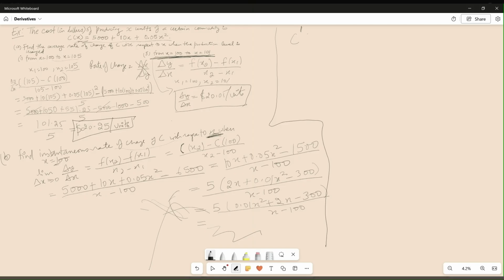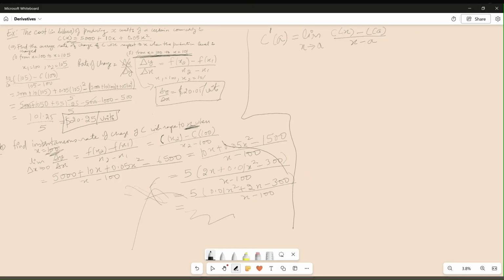So the derivative of this function C with respect to a, right? Because we have been given this value already, x is equal to 100, which is the value a, as x is approaching a. Okay, let's try this way. Limit as x approaches a of the function C of x minus C of a, divided by x minus a.